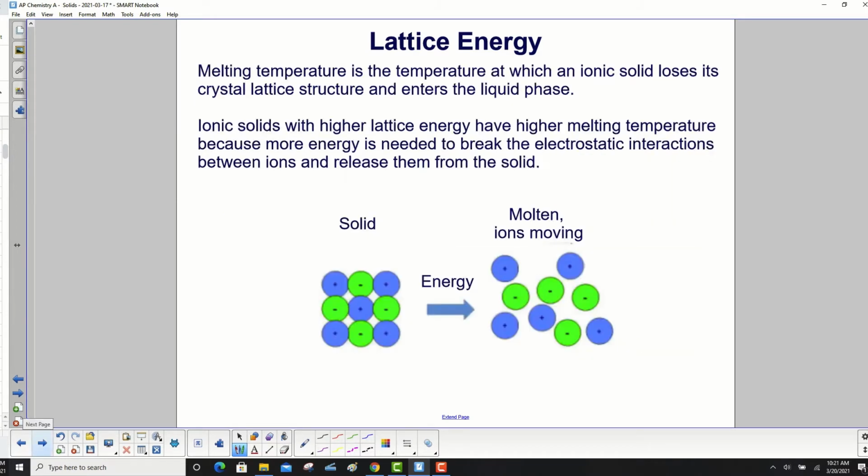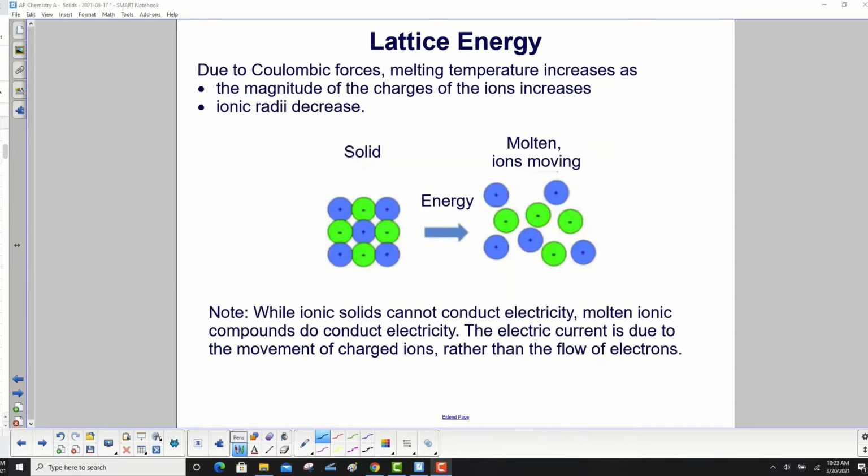Melting temperature is the temperature at which an ionic solid loses its crystal lattice structure and enters the liquid phase. Ionic solids with a higher lattice energy have higher melting temperatures because more energy is needed to break the electrostatic interactions between the ions and release them from the solid and get them moving.